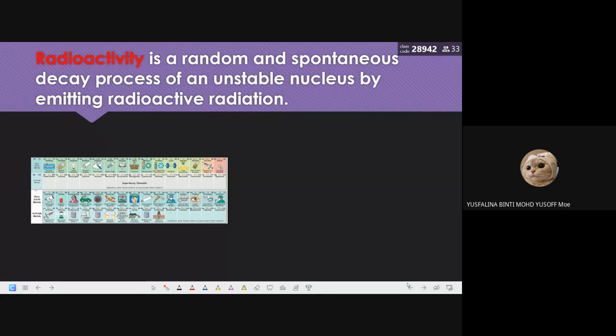There are three types of radioactive radiation: alpha, beta, and also gamma. Whenever a reaction occurs between radioactive substances, they release radioactive radiation. There are three types, that is alpha, beta, and gamma. You cannot stop the reaction, you can only slow it down.